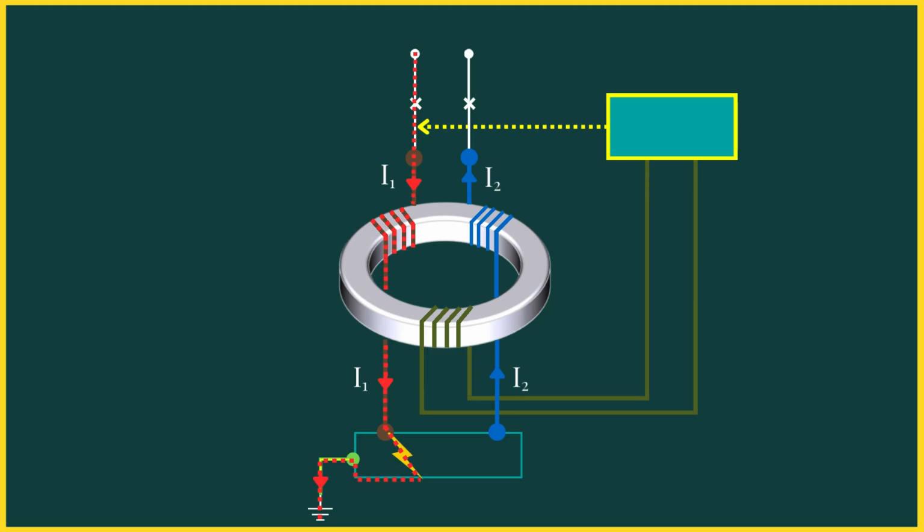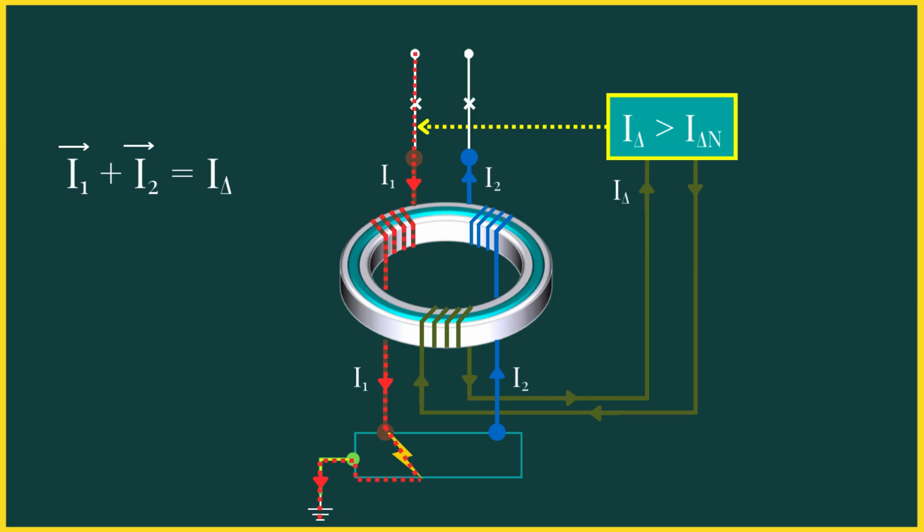Because part of the current takes a different return path, the current balance is disturbed. The vector sum of I1 and I2 is no longer zero. This difference in current is known as residual current. The presence of residual current produces an alternating magnetic flux in the toroid. Due to this alternating magnetic flux, an electromotive force is induced in the secondary winding. As a result, a current, denoted as I delta, flows through the tripping control circuit. If the residual current, I delta, exceeds the rated sensitivity of the residual current device, the tripping mechanism is activated.